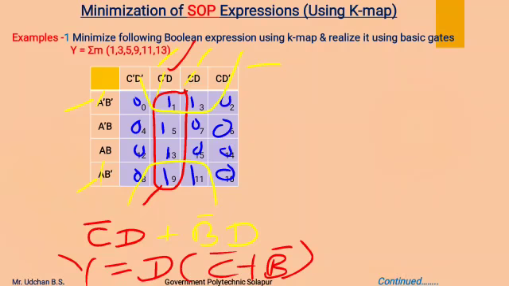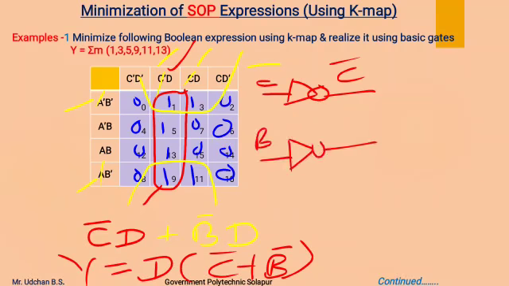So c bar and b bar can be found out using an inverter gate. C bar, and with another inverter gate we can get b bar.